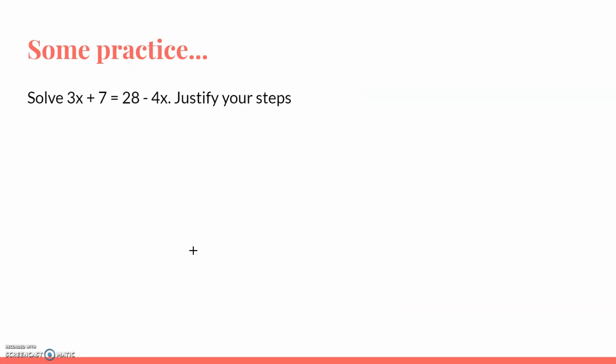Alright, so here's some practice. Solve 3x plus 7 is equal to 28 minus 4x. Justify your steps, give an explanation and a reasoning for use. Pause the video, try this out, and then come back.